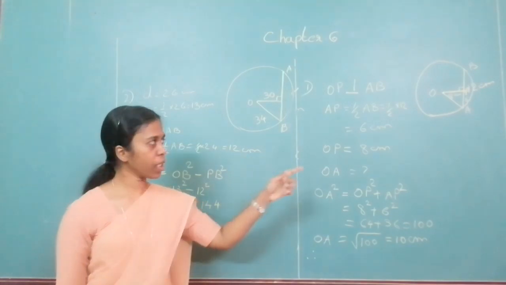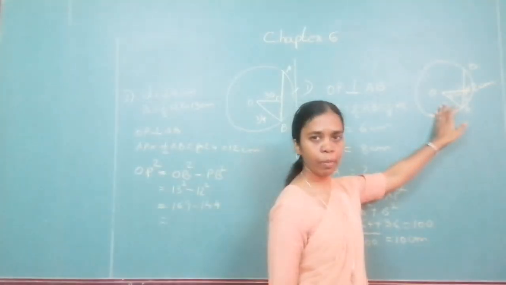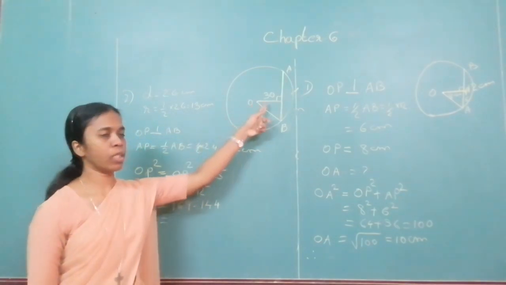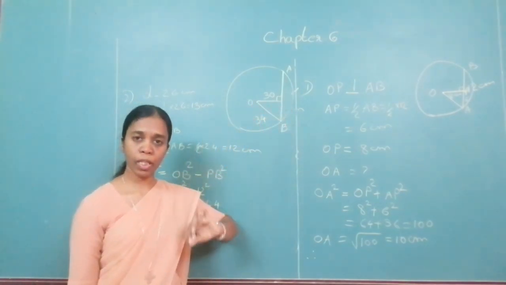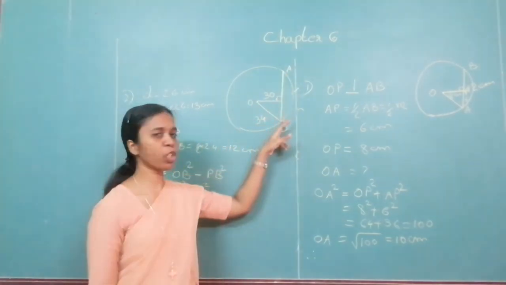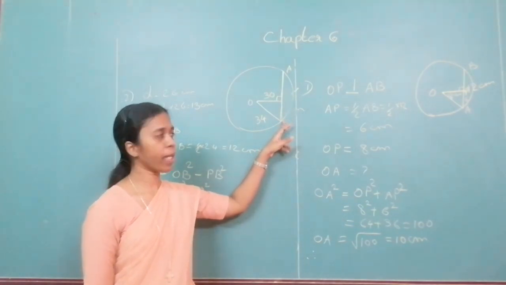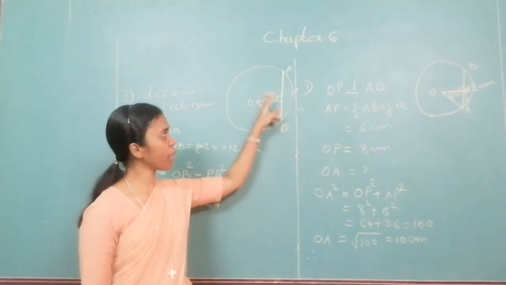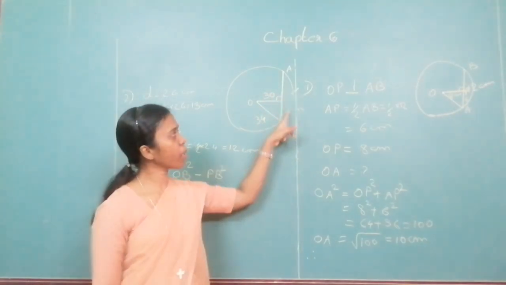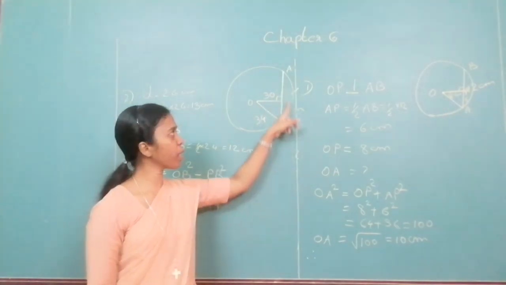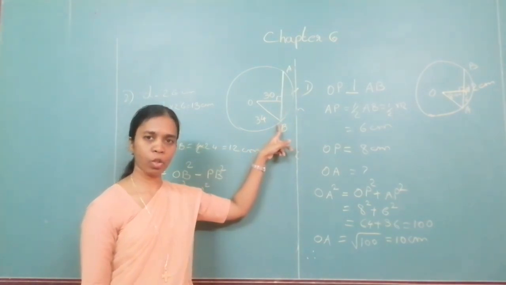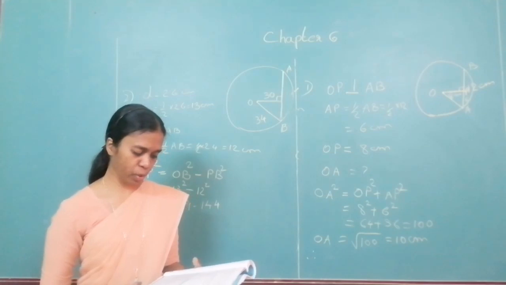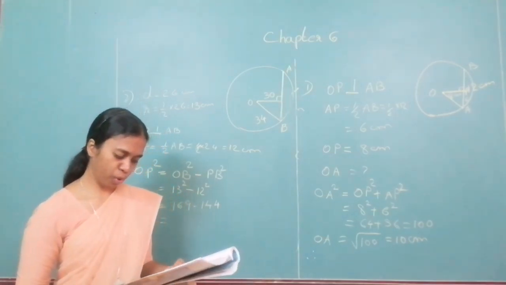In the first case, you had to find the hypotenuse. In the second case, you had to find the distance from there. In the third case, you are asked to find the length of the chord. How do you get the length of the chord? First, you find this base by using Pythagoras theorem and then multiply by 2, then you will be getting the length of the chord. Okay, I am not solving it, I am leaving it to you. You can do it.